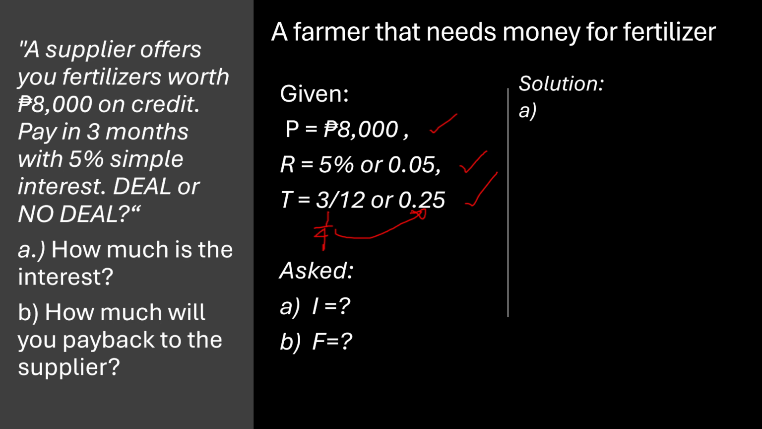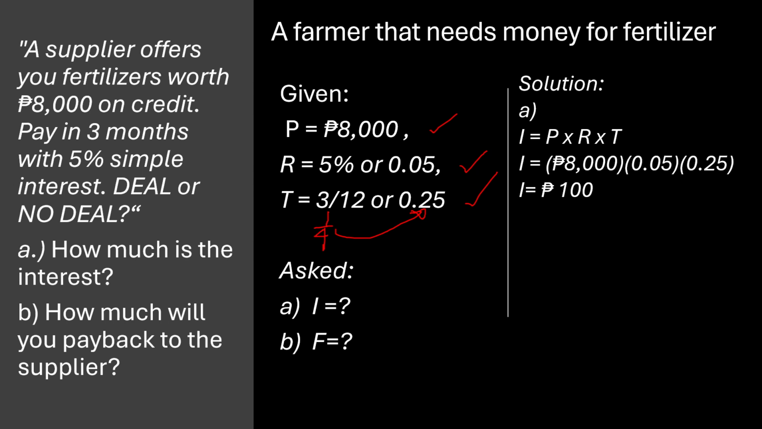Let us solve first the interest by using our magic formula. I is equal to the principal times rate times time. We need to substitute the values, so we have 8,000 times 0.05 times 0.25. Calculating for the value of interest, we have here 100 pesos only. If I am the farmer, this is a good deal. Having an interest of 100 pesos only is very cheap and this is a very nice deal.